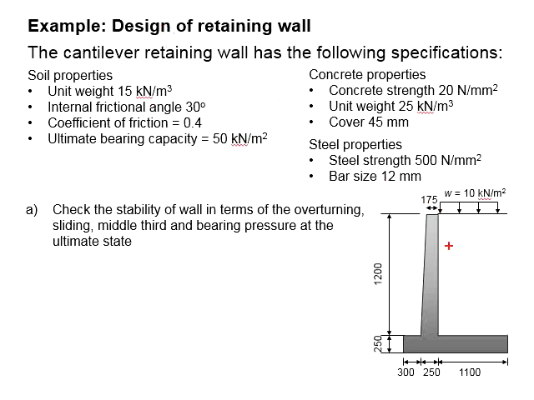The concrete used in the retaining wall is grade 20. It has the unit weight of 25 kN per meter cube. The concrete cover is 45. As for the reinforcement bar, a specified yield strength of 500 Newton per mm square is used. The bar size is 12 mm.